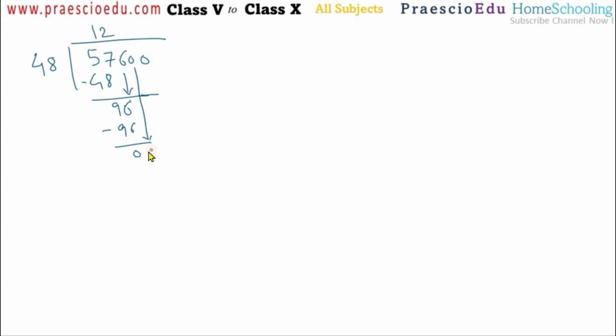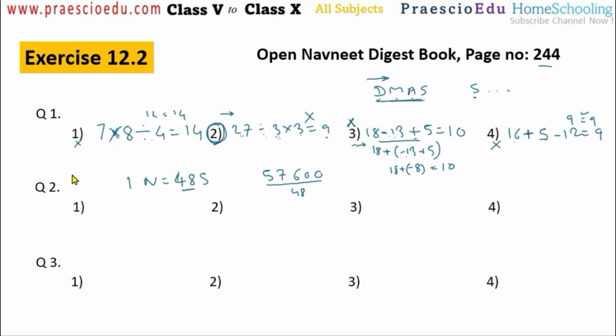Then there are two digits. Okay, so 0, again one digit here, so 0. So the total notebooks we can make are 1200, and this is given in option number 1. Now question number 3.